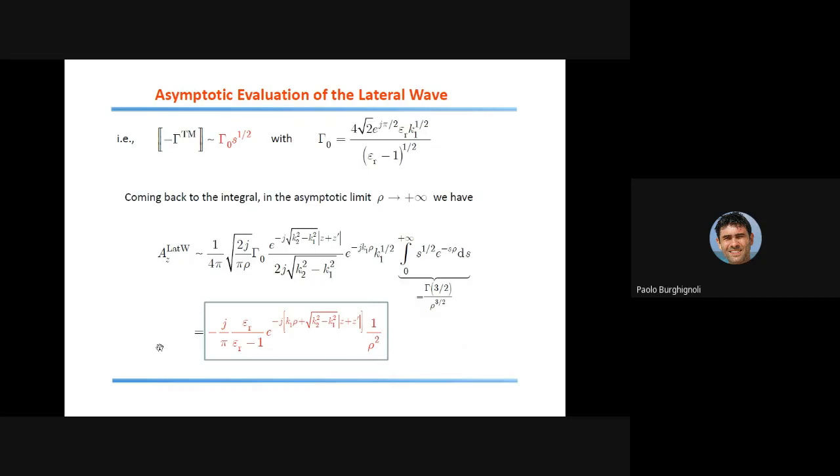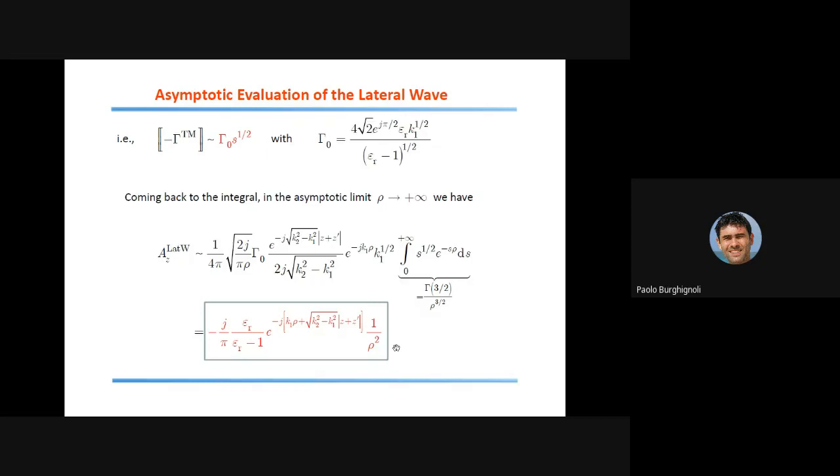So the lateral wave has this expression in the box that we will now comment, in which, in addition to a numerical constant, there is an exponential, a phase exponential. As you can see, the exponent is purely imaginary. And then there is an amplitude coefficient, which goes like the inverse of the square of the radial distance.